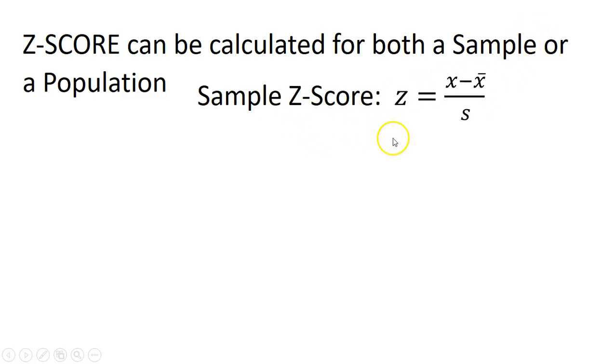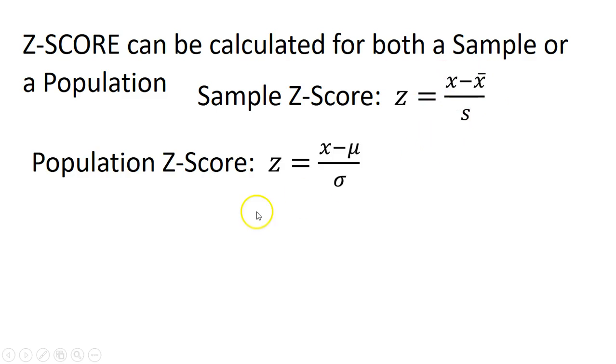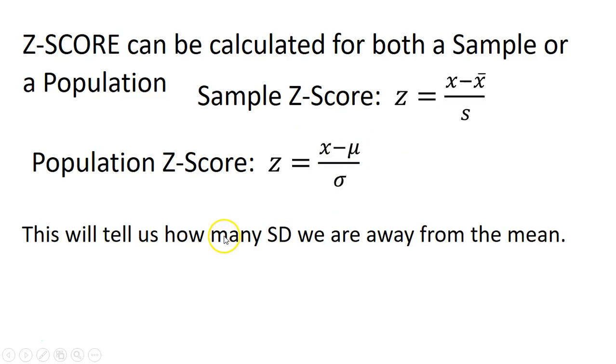Here is the formula for z-score for a sample. It is the difference between the point you're looking at and the mean, divided by the standard deviation, and that's of a sample. For a population, same deal. It's whatever number you're looking at minus the mean of the population, the difference between them, over the standard deviation. And this tells us how many standard deviations we are away from the mean.